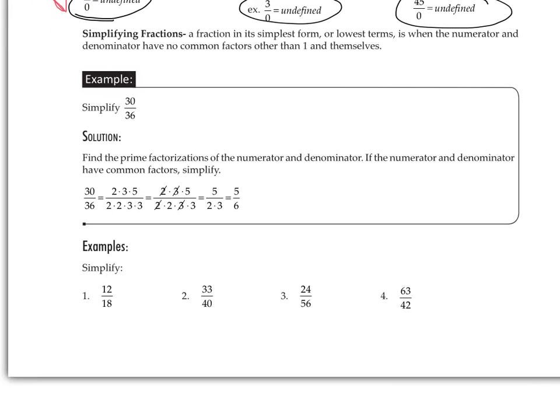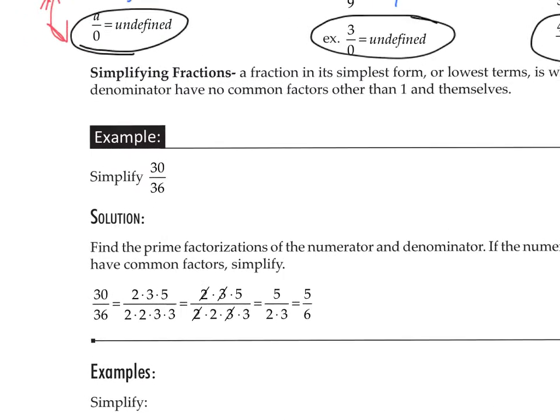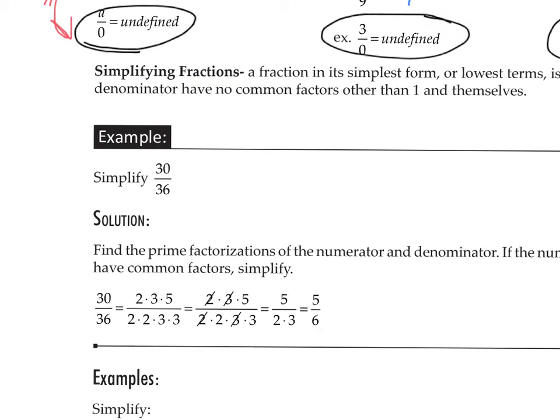So this is an example of reducing fractions using prime factorization. This is convenient when you have big numbers in your fraction, but a lot of people know faster ways to do this. A quick way to do this is to divide the numerator and the denominator of the fraction by a factor that they're both divisible by.